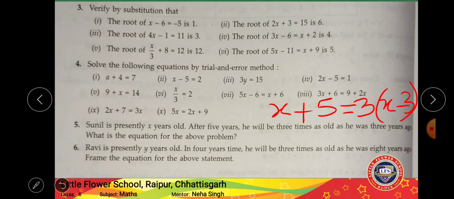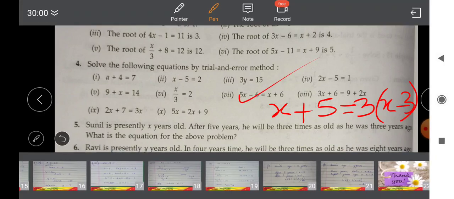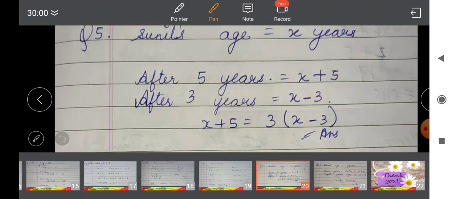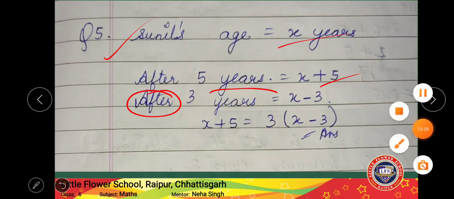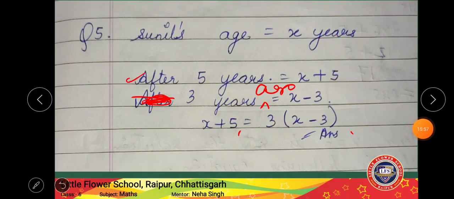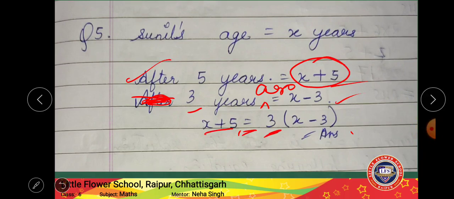So is this the equation? Have we got an equation? Yes, so this is the solution C. Sunil's age is x years. After 5 years, he will be x plus 5. 3 years ago, he will be x minus 3. Now, what is the question saying? After 5 years, his age will be 3 times his age 3 years ago. So this is the equation.